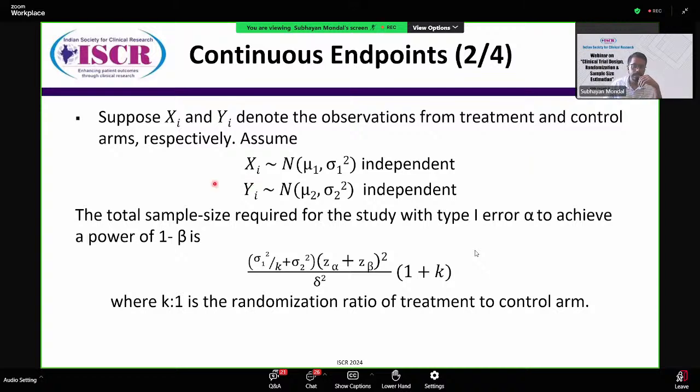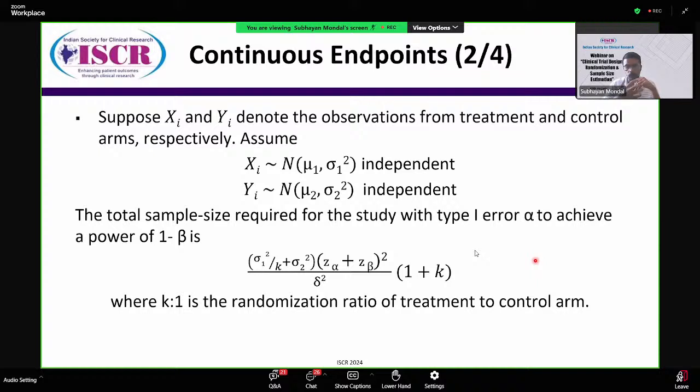So let's say the xi's represent the observations from the treatment arm and yi's represent the same from the control arm. And we know the sigma 1 and sigma 2, which is the standard deviation for treatment and control arm. And then the sample size of the total study looks like this. Now you can see the Z alpha and Z beta are essentially the quantiles from the normal distribution, and it depends on sigma 1, sigma 2. And there is one more parameter K, which is the randomization ratio. And the randomization ratio is embedded into the formula.